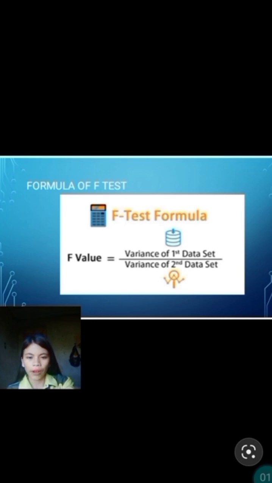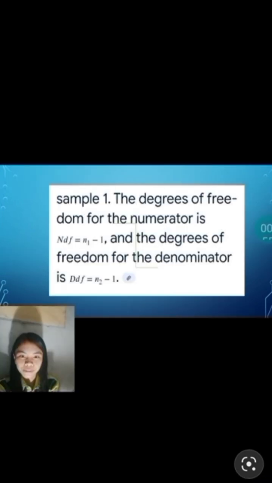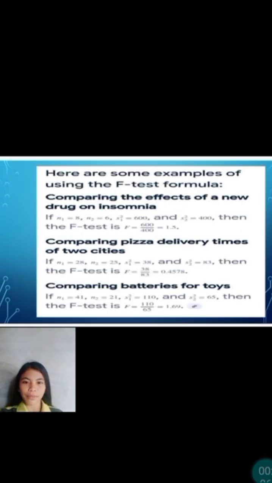Here is the formula of the F-test. F value equals the variance of the first data set divided by the variance of the second data set. The degrees of freedom for the numerator is NDF equals N1 minus 1, and the degrees of freedom for the denominator is DDF equals N2 minus 1. Here are some examples of using the F-test formula.